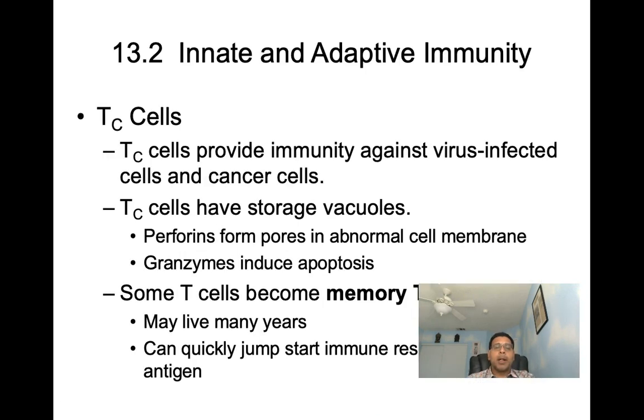Here we can see more about our cytotoxic T cells, and I want you to read more about our helper T cells also. Our cytotoxic T cells are going to provide immunity against virus-infected cells and cancer cells. They have storage vacuoles. They also have perforins and granzymes. Perforins will form pores in abnormal cell membranes, and granzymes are going to induce apoptosis. Some T cells may become memory T cells, and they may live many years, and they can quickly jumpstart our immune response to previous antigens.